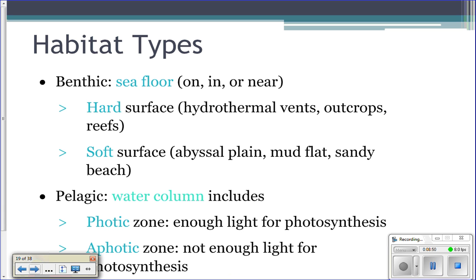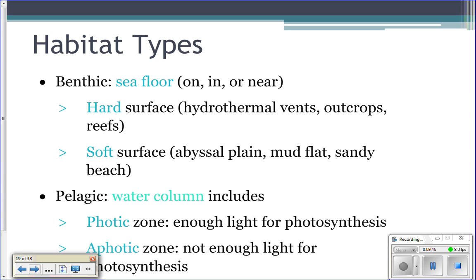So we're looking at one of the things that animals and plants require, and that would be a habitat. And there's several different kinds of habitats that you can find. In general, one of the types of habitats that you can find would be a benthic habitat. That would be the seafloor. So when you hear the term benthic or see the term benthic, that means seafloor. It's either on, in, or near the seafloor.